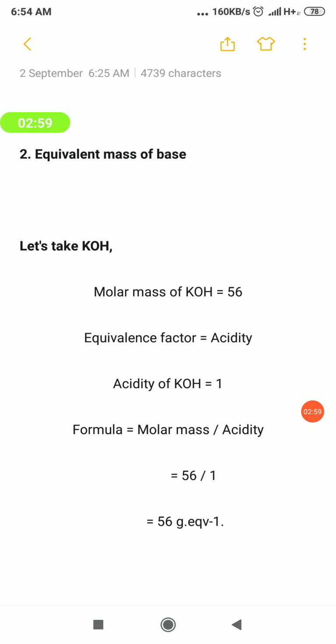So both the terms we have. Molar mass also we have, acidity also we have. So we can directly proceed in the formula. Equivalent mass is equal to molar mass divided by acidity. So 56 divided by 1, and that will be equal to 56. Here in KOH, both the molar mass as well as the equivalent mass are equal to 56. When we write equivalent mass, we write the unit gram per equivalent. Is it clear, students? If you have any doubt, you can approach me anytime.